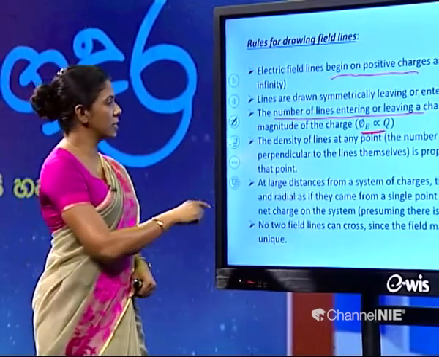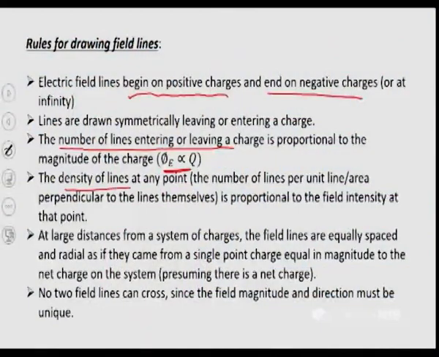Then we discussed this earlier, density of lines at any point, that is the number of lines passing through a unit line or an area perpendicular to it, is proportional to the field intensity. So, a higher field intensity represents a higher line density, larger number of lines will pass through a unit area.